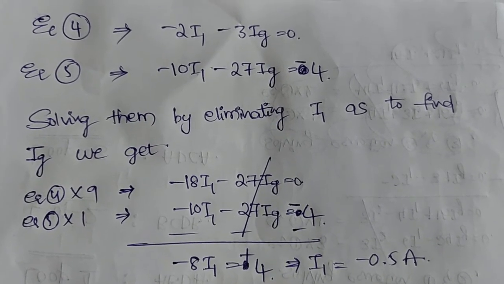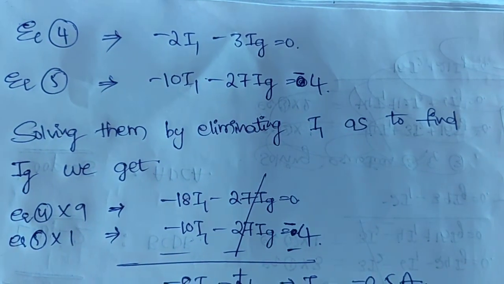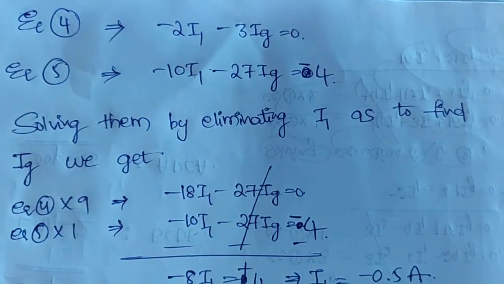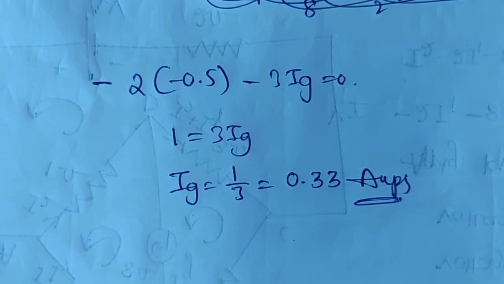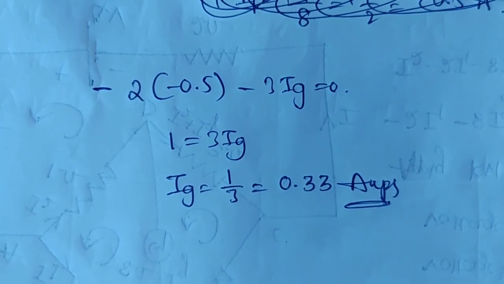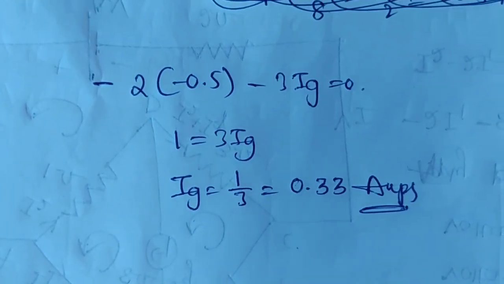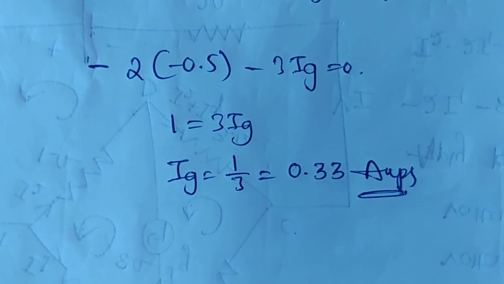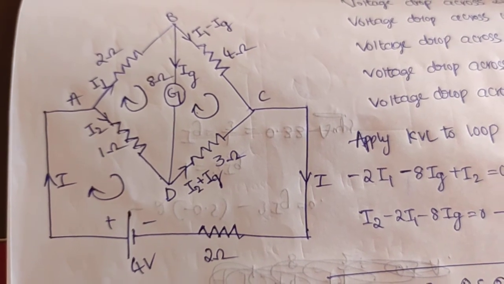Substitute the I1 value in equation 4 to get the value of Ig. Equation 4 is minus 2I1 minus 3Ig equals 0. Substituting the value of I1, we get minus 2 of minus 0.5 minus 3Ig equals 0. Minus 2 into minus 0.5 equals 1. Transferring the minus 3Ig to the other side, we get 1 equals 3Ig. Ig equals 1 by 3. It implies the value of Ig is 0.33 amps. At last, the current flowing through the galvanometer is approximately 0.33 amps.